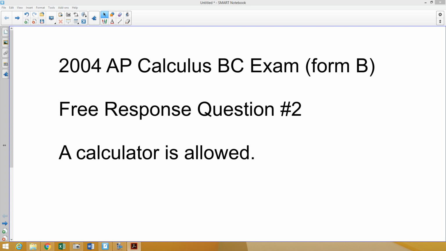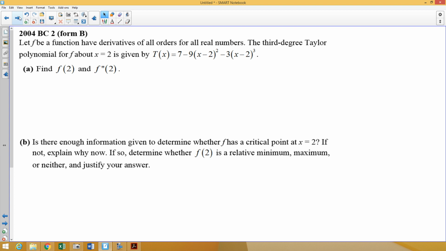All right, in this video I want to talk about the 2004 Calculus BC exam, Form B, question number 2. This is the Taylor series question for this exam, and a calculator is allowed on this problem. Not sure it's going to be needed much, but you are allowed a calculator as a security blanket, I suppose. So let's look at this one.